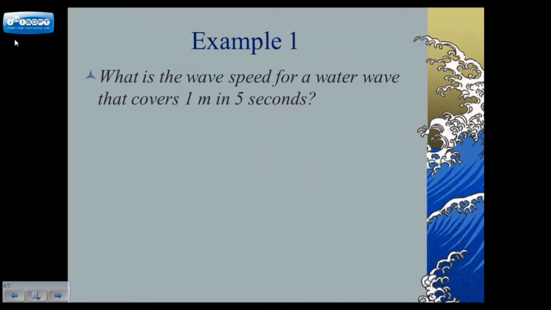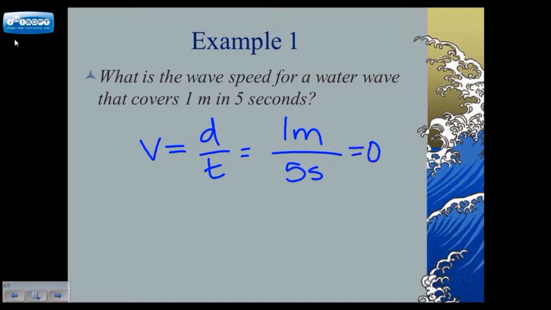So an example: what is the wave speed for a water wave that covers 1 meter in 5 seconds? So we're looking for speed, and we're given d and t. So we have 1 meter in 5 seconds, and so we get 0.2 meters per second. Most of your wave speeds are going to be in meters per second, so make sure you keep that in mind. Look at your units.